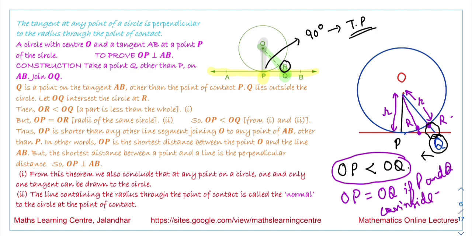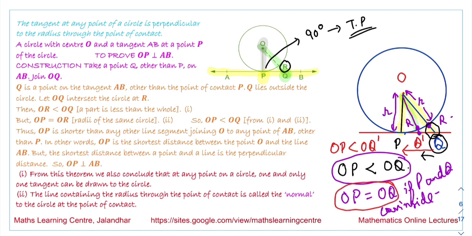If both these points coincide, then these lengths will become equal. We are talking about these lengths, that is OQ length. This is greater than OP. Then we have marked another point, say OQ dash. Then we have OP is less than OQ dash. This Q point we are moving towards P, and these two will become equal when OP is equal to OQ.